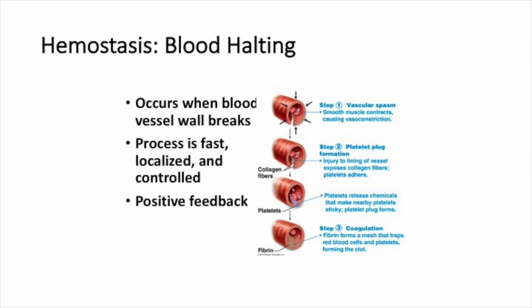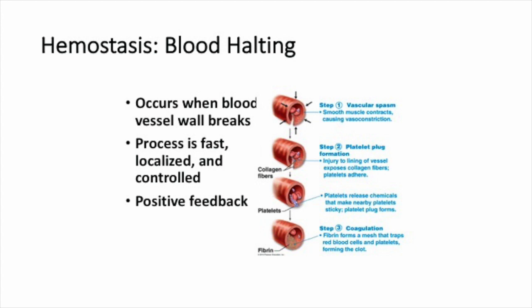One platelet sticks, and another platelet comes by and sticks, and another platelet comes by and sticks, and on and on and on. Now, eventually, fibrin will form this mesh that lays over the top of the platelets in order to form the clot in that area. Now, obviously, if you don't have enough platelets or your platelets are not functioning correctly, this could present a pretty big problem because you would be continuing to bleed out of that wounded area.